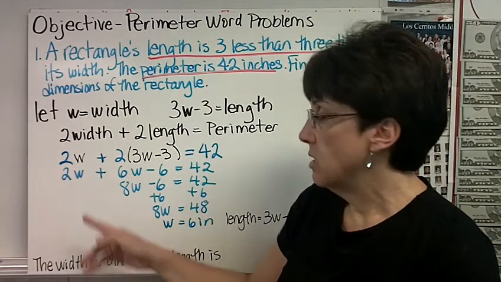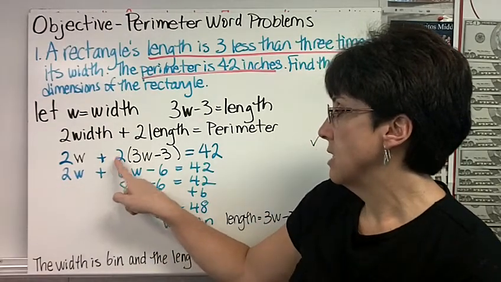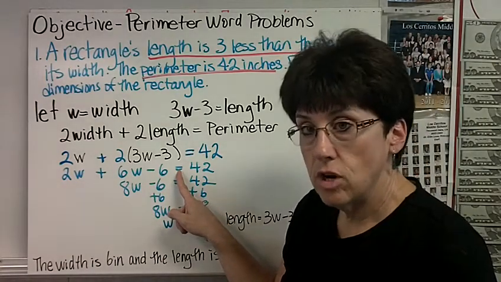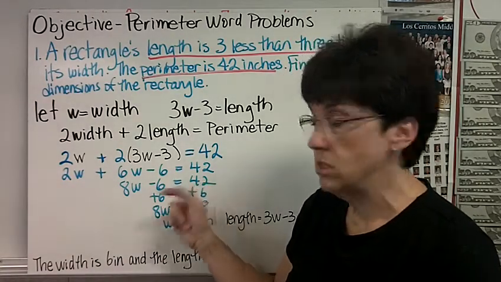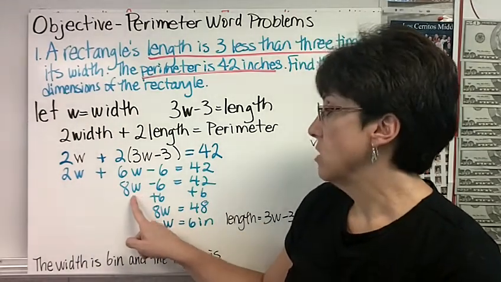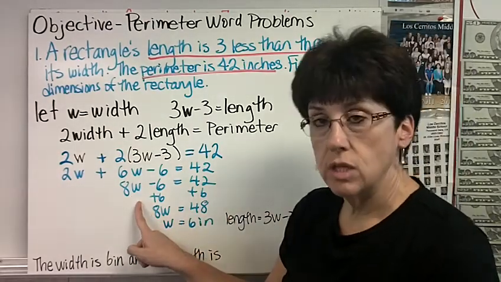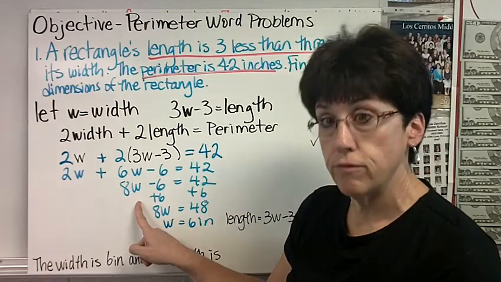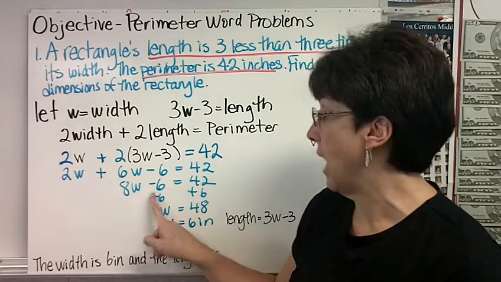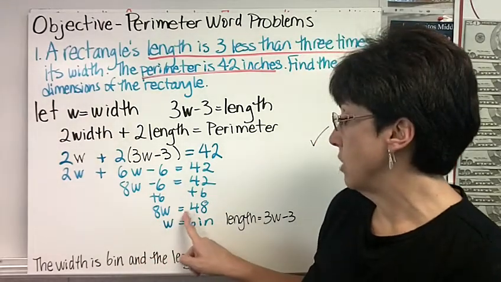Now we're going to simplify and combine like terms. So 2W plus 6W minus 6 equals 42. Now you can never start moving things from one side of the equal sign to the other until you've combined like terms. So you can only have 2 terms here max. So 2W plus 6W is 8W minus 6 equals 42. Now I do the inverse of addition or subtraction first, always. So this says subtract 6, so I'm going to add 6 on both sides of my equation, which leaves me with 8 times W equals 48.